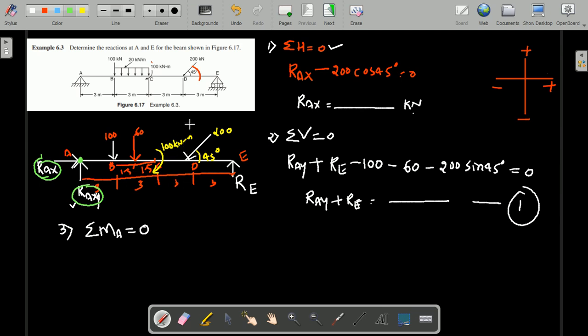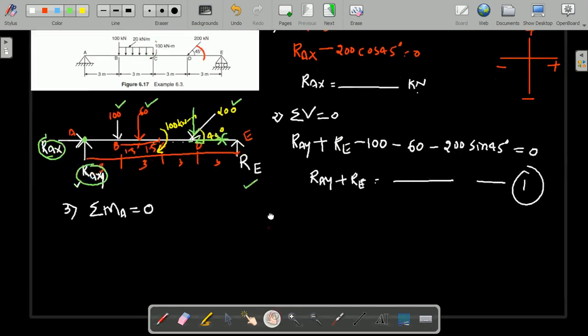One more thing you can observe here: we have the vertical component and the horizontal component of this inclined force. Just observe, the line of action of this horizontal force is also passing through the point A. We are again not getting the moment due to this horizontal force. Now you need to write the moment due to 100 kilonewton, 60 kilonewton, the vertical component of 200, and RE about point A. Let me see how we are going to write the moment.